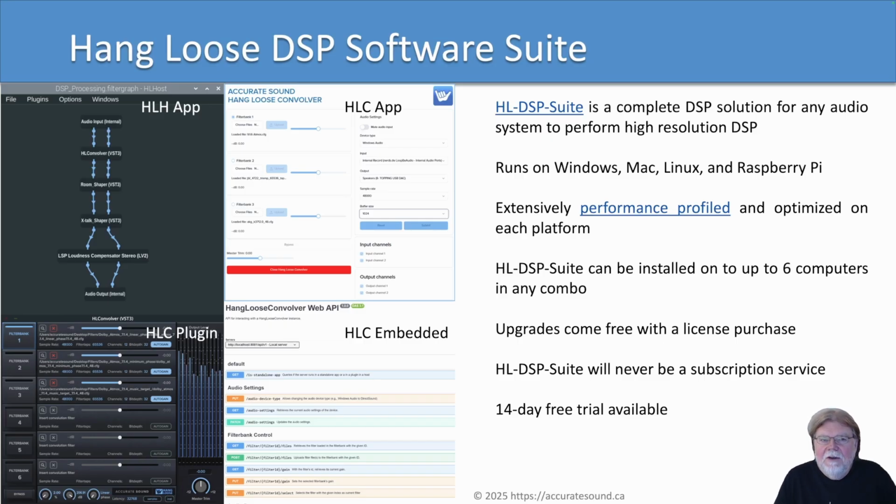HL-DSP-Suite is a complete DSP solution for any audio system to perform high-resolution DSP such as convolution, crosstalk cancellation, loudness control, parametric EQ, or any type of stereo or multi-channel digital audio signal processing in an easy-to-use and flexible multi-platform software package. Let's do a quick review of the components in the Hang Loose DSP software suite and then demo the new web interface and web API for embedded applications.